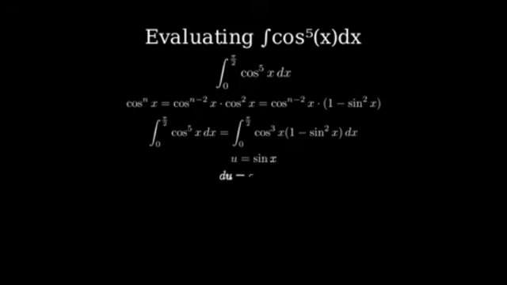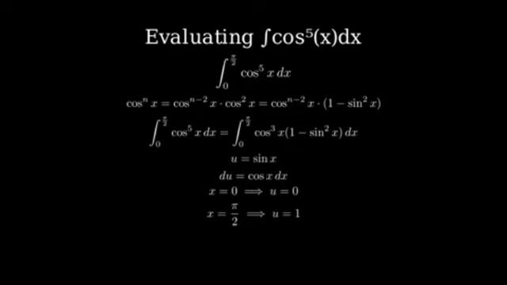We'll make a substitution, like u equals sine of x. This means that du equals cosine x dx. When x equals 0, u equals 0, and when x equals pi over 2, u equals 1. After substitution, our integral becomes the integral from 0 to 1 of 1 minus u squared, squared, du.